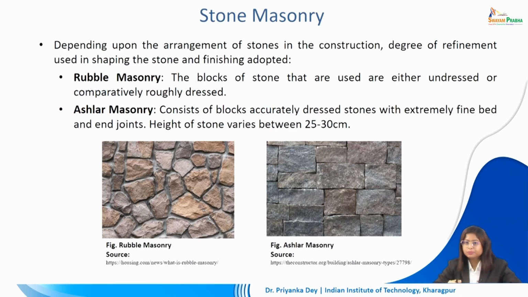If we are not using bricks and going for stone masonry, we can have rubble masonry. The blocks of the stone here are quite undressed and comparatively rough. In ashlar masonry, these blocks are accurately dressed. They have proper joints together, and we're using specific sizes of stone to actually create this masonry. So we can have rubble masonry, we can have ashlar masonry.